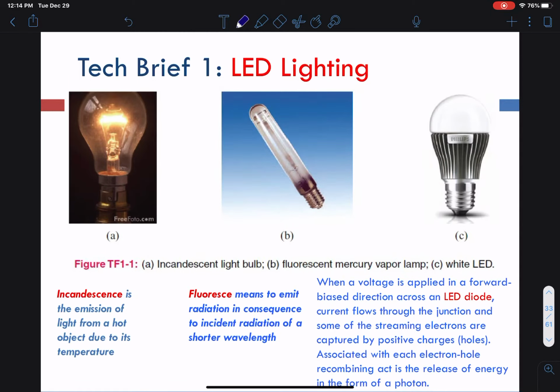Tech brief one. So for the light, we have three different options, right? We have an older style incandescent light, and we have a fluorescent light, and we have LED light. What are they? For this one over here, your incandescent light, it's basically a filament, tungsten filament. When the current goes through it, it heats up and emits light. So that light is very pleasant for the eye, but it's very inefficient.